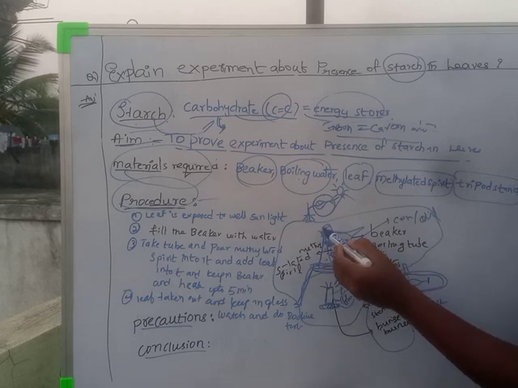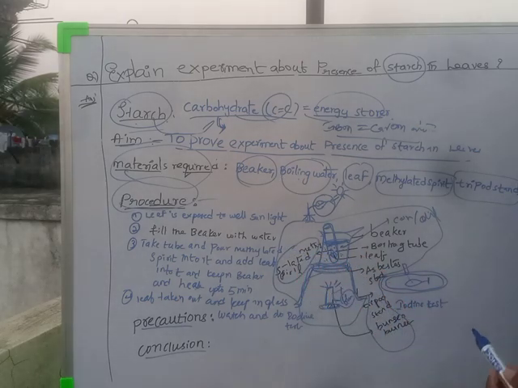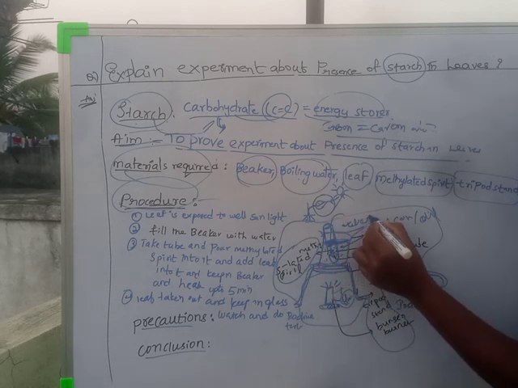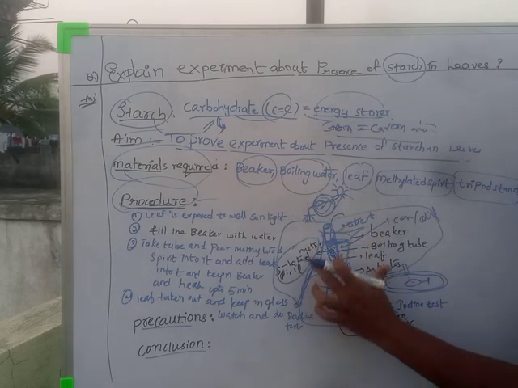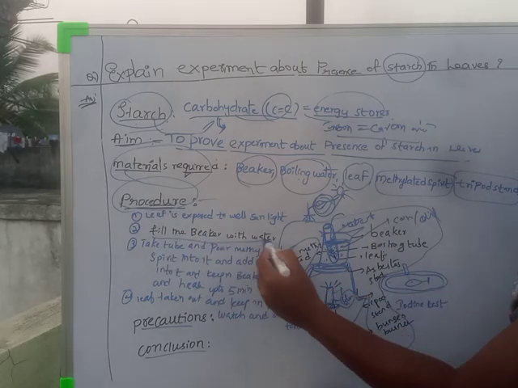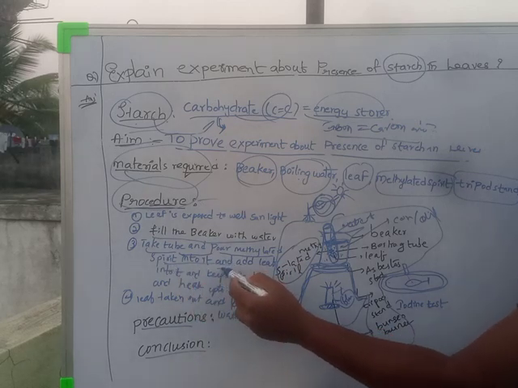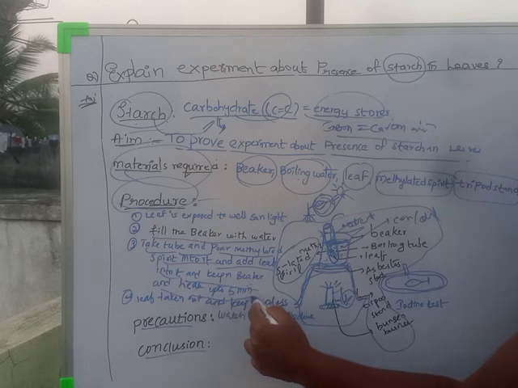Next we take one test tube. Into the test tube we pour methylated spirit solution up to some level. Into that we keep the leaf. After the experiment is set up like this, we fill the beaker with water, take the test tube, pour methylated spirit into it, add the leaf into it, keep it in the beaker, and heat for 5 minutes.